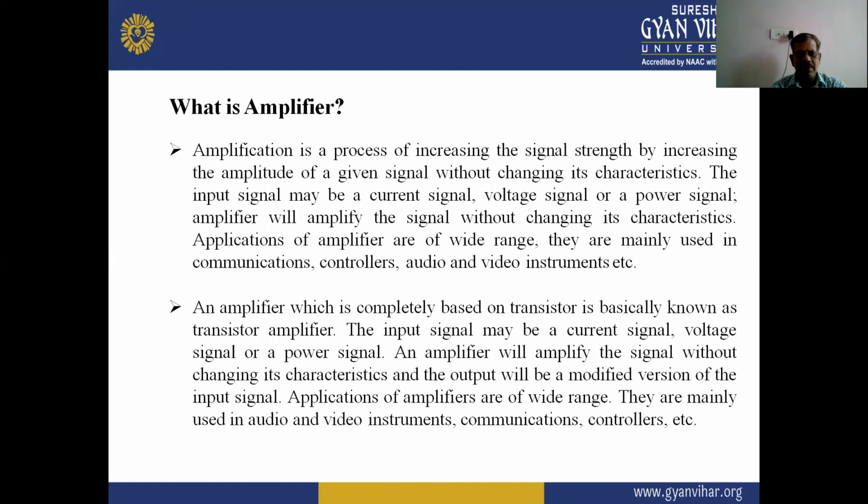Next one is an amplifier which is completely based on a transistor. It's basically known as a transistor amplifier. The input signal may be a current signal, voltage signal, or maybe a power signal. An amplifier will amplify the signal without changing its characteristics, and the output will be a modified version of the input signals. So applications of amplifiers are of wide range. They are mainly used in audio and video instrument, communication, controller, and so on.